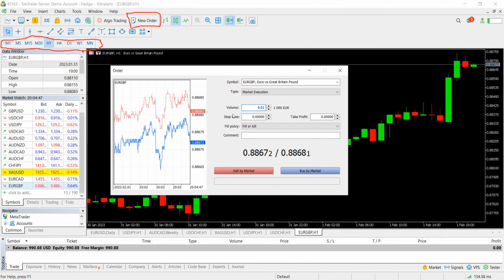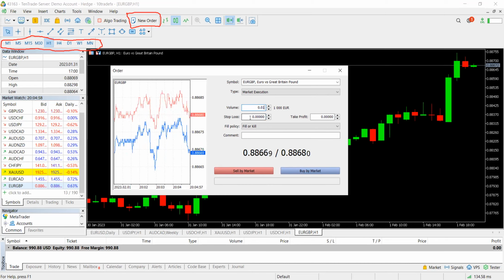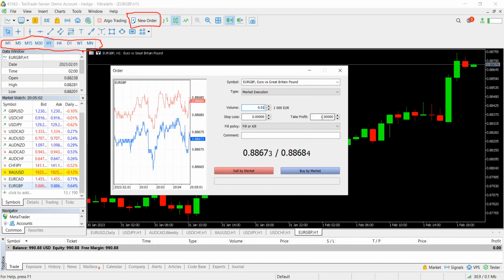And underneath that, you find stop loss, and then you find take profit. Stop loss is the price where you want to set the maximum loss that you want to make. Take profit is your maximum profit level.